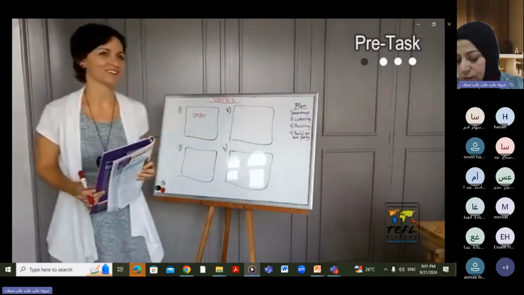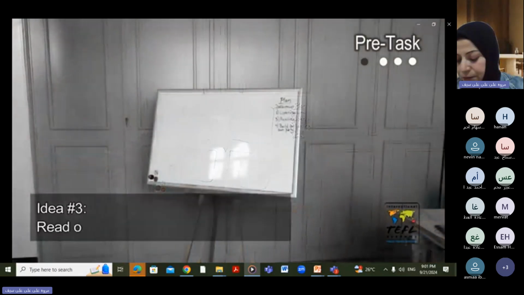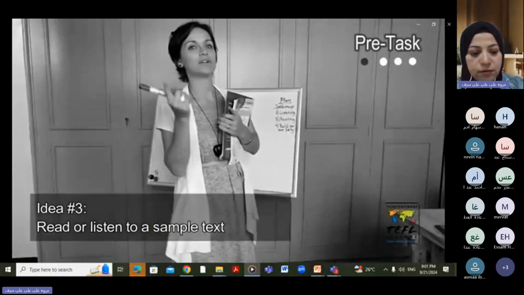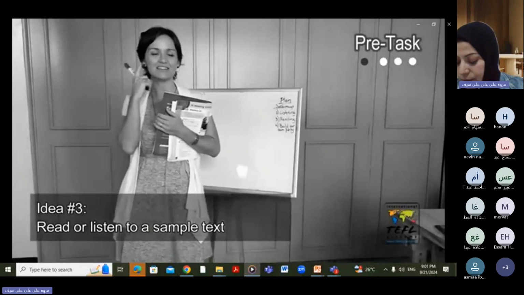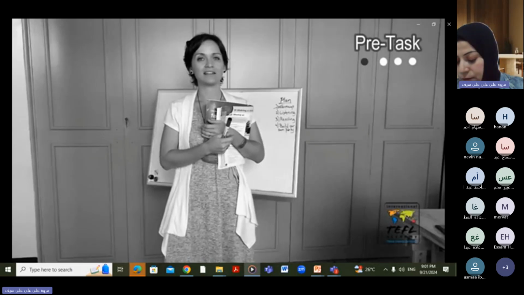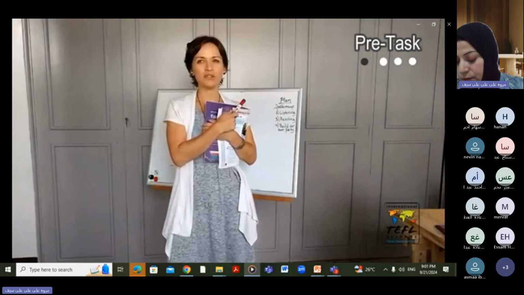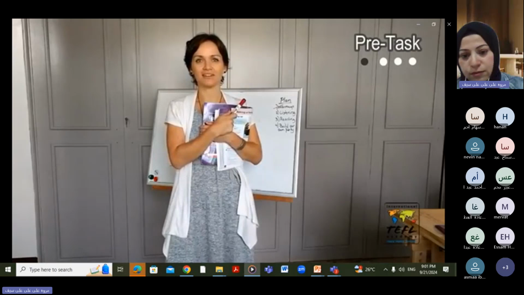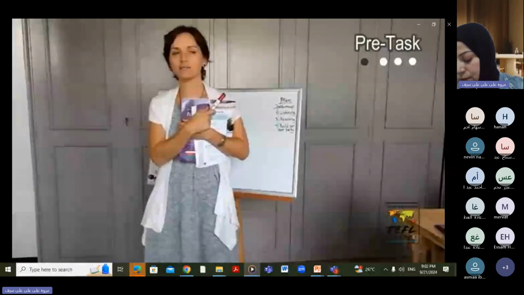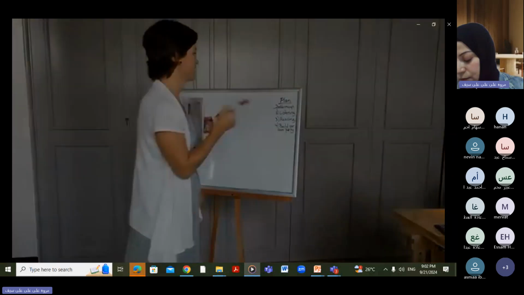Good. Another one. And perhaps the most common activity would be idea number 3, having your students read or listen to a model text that mimics the language they will use in the task ahead. Look at the picture of the people. What do you think we're going to listen to? Yes. All right? We're going to listen to them plan a surprise party. Good, good.